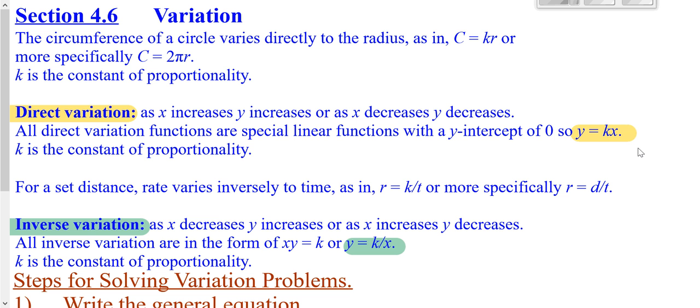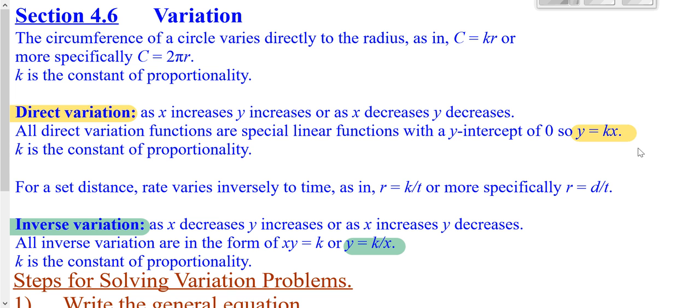Now suppose you consider driving from here to the Twin Cities. It's a set distance, but if you decreased your rate, that would increase your time. Or if you increased your rate, increased your speed, that would decrease your time. So these are inversely related. Rate and time are inversely related because as one goes up, the other goes down.